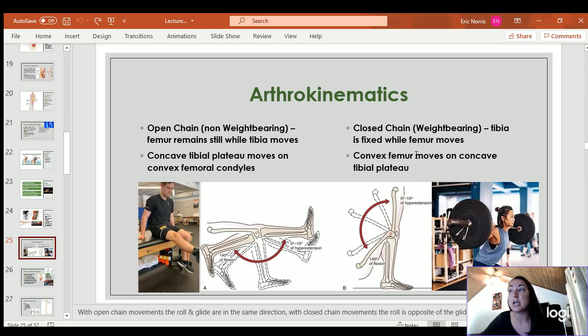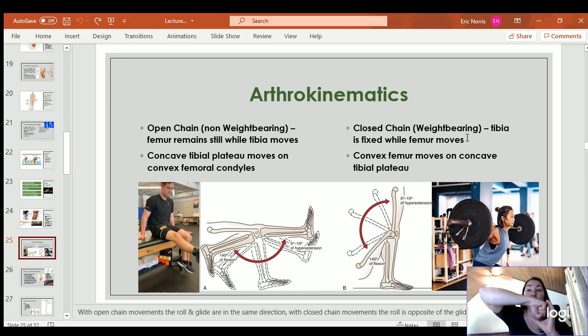Now in a closed chain position, so weight-bearing position, the tibia actually becomes fixed on the ground while the femur is responsible for doing the moving. Okay, so that is a convex femur because the femoral condyles stick out, moving on the concave tibial plateau. So now the movement, this is fixed, and the movement's coming from there.